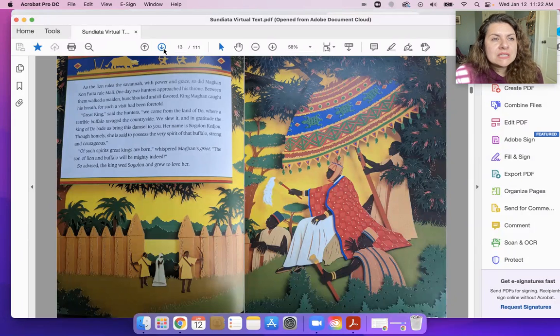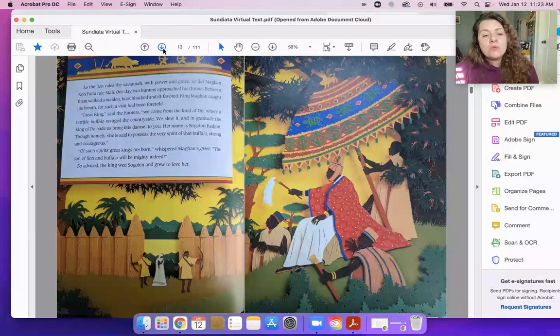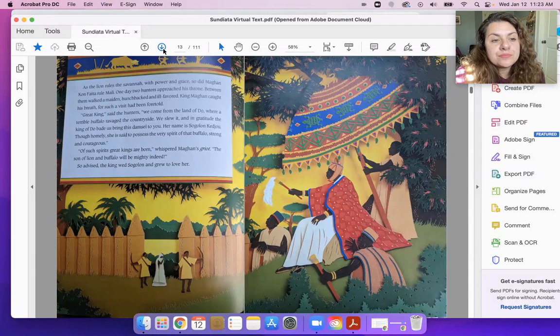So foretold means he had received a prophecy. He had been told that 2 hunters were going to come and visit him with a woman and that he needed to marry that woman. So he had previously been told that. So when he sees these 2 hunters arrive with the woman, he's like, okay, this is the moment.